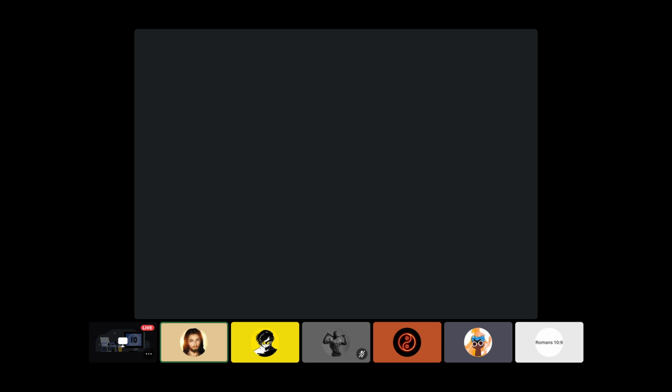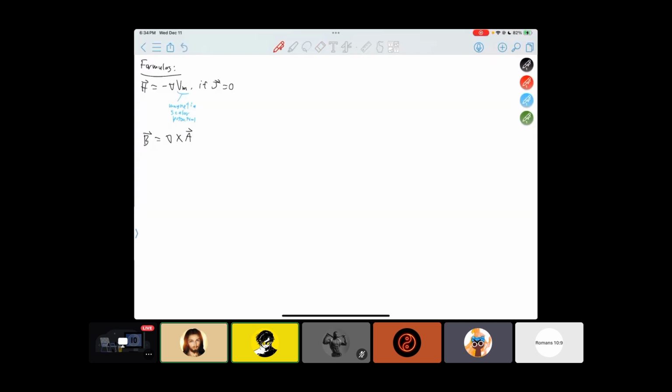Then B equals the curl of A, the del operator crossed with A. And what is A, you might ask?